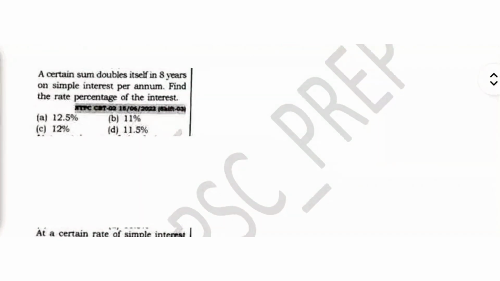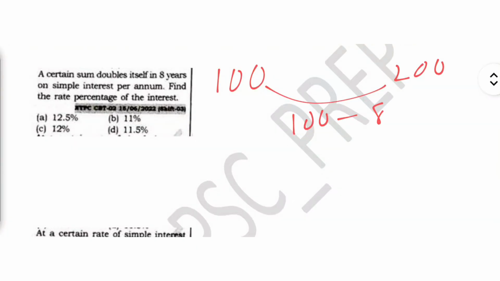A certain sum doubles itself in 8 years on simple interest per annum. Find the rate percentage of the interest. Okay, there's a certain sum. They say that it doubles, 100 becomes 200. So what is the interest over here? Interest is 100. The interest gained is 100 for how many years? 8 years. Again the same formula, simple interest is nothing but PTR upon 100.